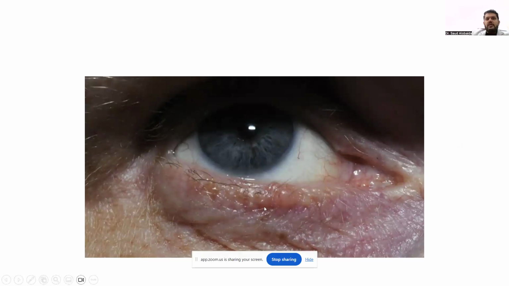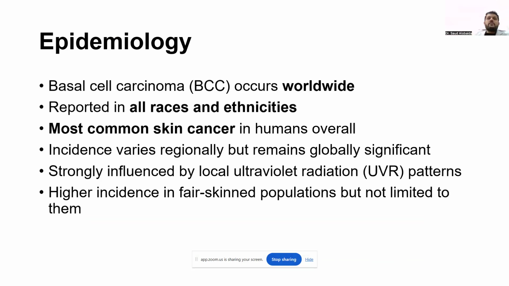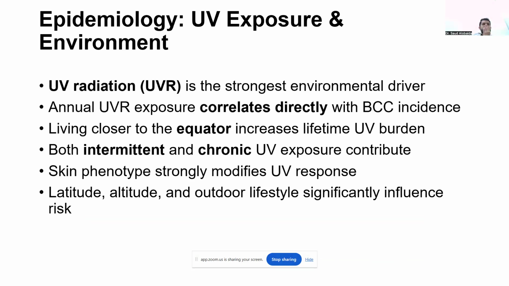Alrighty. So see this? When you see this pearl, you're 100% certain that this is BCC. Occurs worldwide, all races and all ethnicities, most common cancer in humans overall. Usually strongly associated with UVR, and mainly in fair individuals. But out of skin tumors in Saudis, it's hard to say, I'm biased. I see transplant patients, but I would say the ones without transplant, BCC is the most common and usually pigmented.